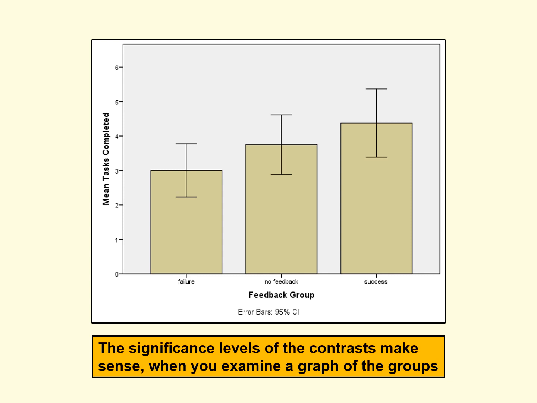So again, looking at this graph, you could imagine that the average of the no feedback and the success group, if you average them with your eye there, would be higher or bigger, more tasks completed than the level of task completion in the failure group.